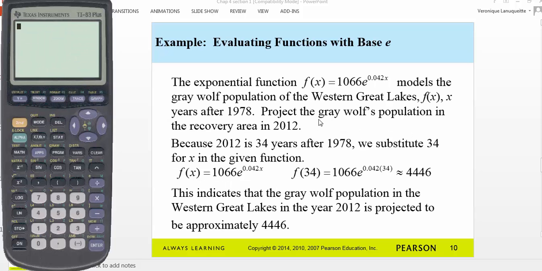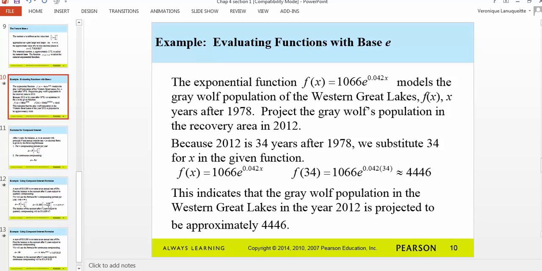The exponential function f of x is equal to 1066 e to the power 0.042x, and it models the gray wolf population of the Western Great Lakes. That's f of x. Now x is the number of years after 1978. Project the gray wolf population in the recovery area in 2012.